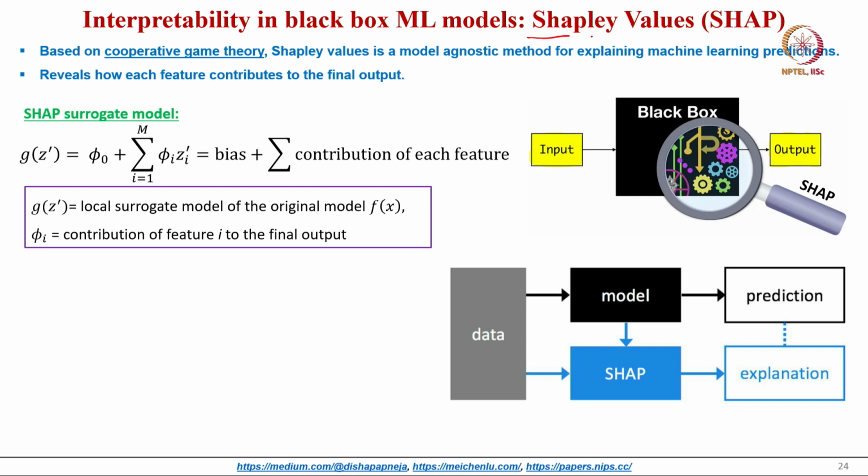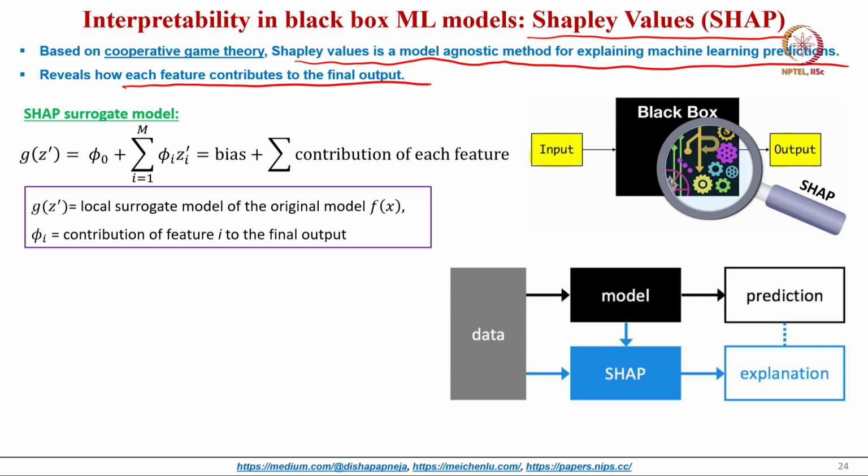So, one of the methods that is often used is called Shapley values, SHAP. That is essentially for interpretable ML models. It is based on cooperative game theory. If you look at the history, game theory is one of the theories that actually accelerated the development of the whole artificial intelligence field in its early stage. So, Shapley values is a model agnostic method for explaining machine learning predictions, and it reveals how each feature contributes to the final output. So, what is the SHAP surrogate model?